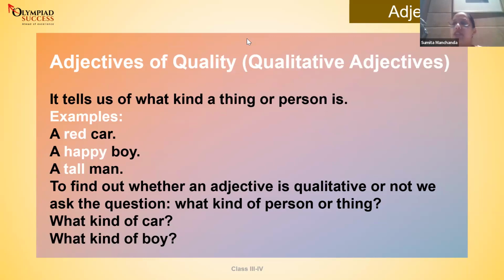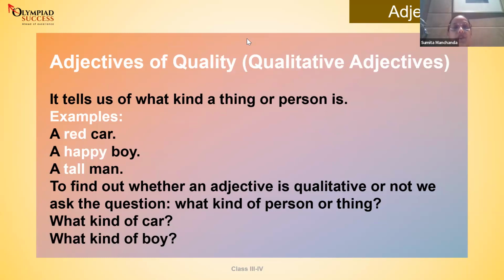Once you're giving your test or any classwork or homework, if you're getting confused and can't understand which word is the adjective of quality in a sentence, try to ask a question to yourself: what kind of? For a red car, what kind of car? The answer you'll get is a one-word answer. Everyone write in chat, what should be the one-word answer for this? That's correct. Very good. I can see you all are writing. So the answer is red.